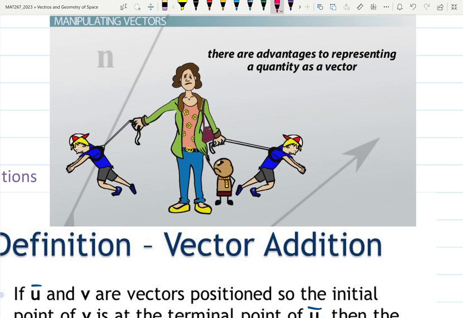The mom is being pulled, so for example, mom is the center, right? Pulled this way by one twin and then this way by another twin, maybe with the same strengths, maybe not. Usually one twin is the evil one, right?